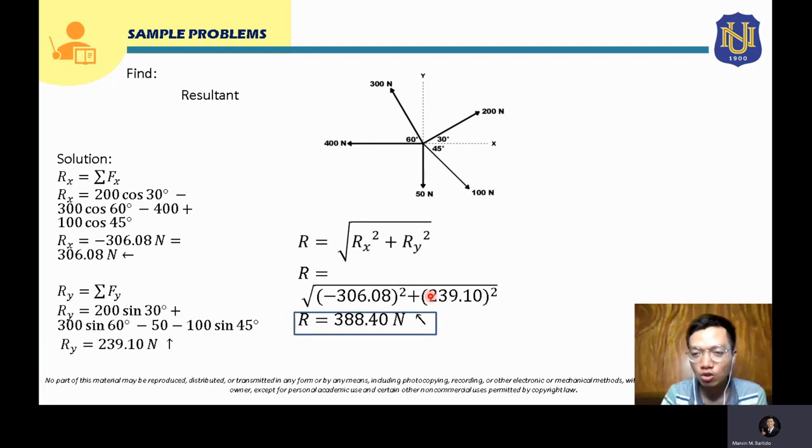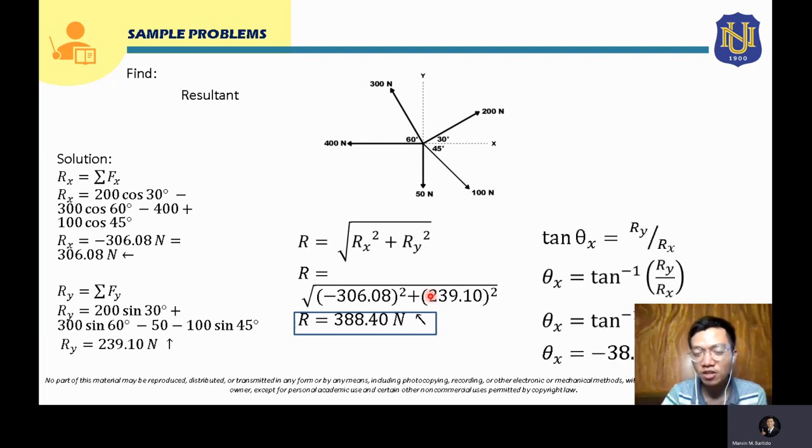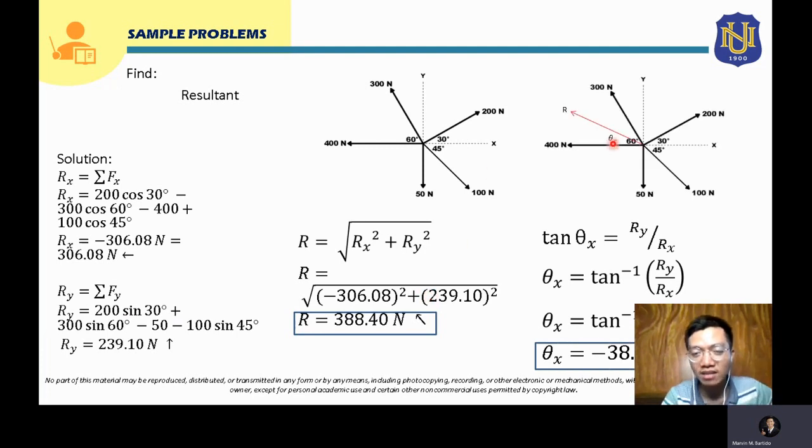Now, we still need to solve for theta x. So let's first draw the resultant. If we draw the resultant, this will be the orientation of the resultant. It will be in this quadrant. Since this is upward to the left, it will be directed this way. And the magnitude of this resultant R is 388.40.